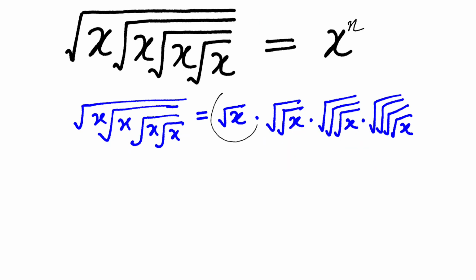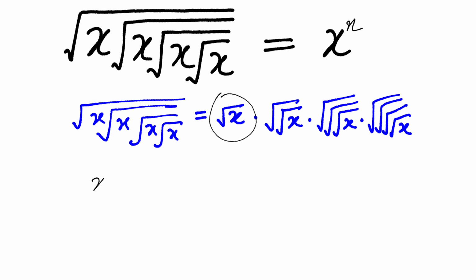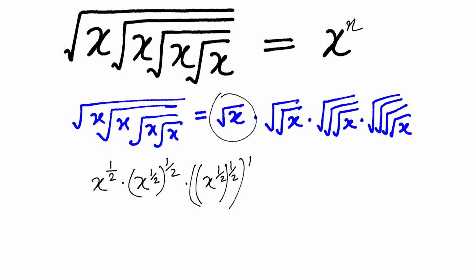Now the term under root x can be written as x raised to the power 1 by 2, because under root is actually raised to the power 1 by 2. And the second term we can write x raised to the power 1 by 2, but then there is another power of 1 by 2, and we follow further, which is 1 by 2, and again one more time it is raised to the power 1 by 2. And the last one is x raised to the power 1 by 2, and then we keep on raising the power, and this is the 4th power. All right.